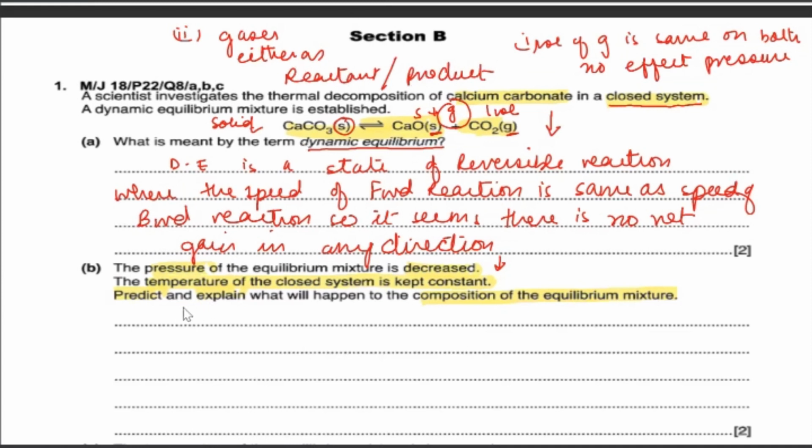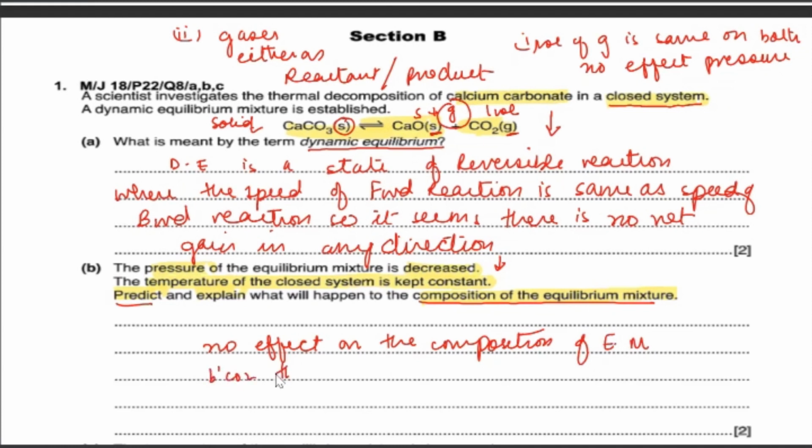Okay, so we'll write down the predict and explain. They are asking about the composition of the equilibrium mixture. So predicting: no effect on the composition of the equilibrium mixture. Reason: because there are no gases on the reactant side. Okay, so this is what they expect from us.